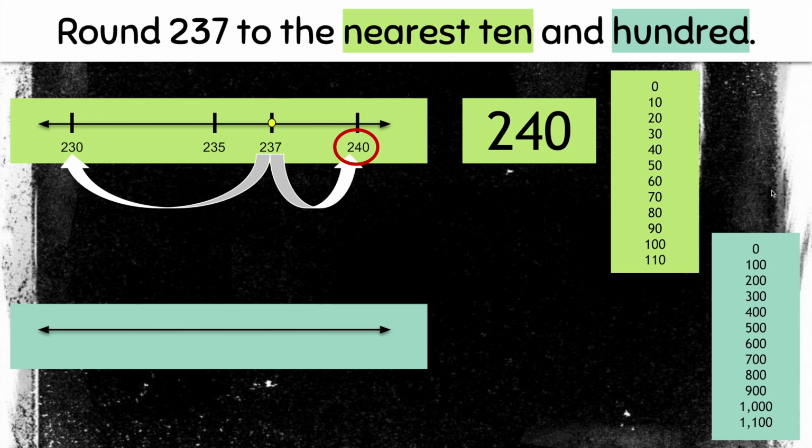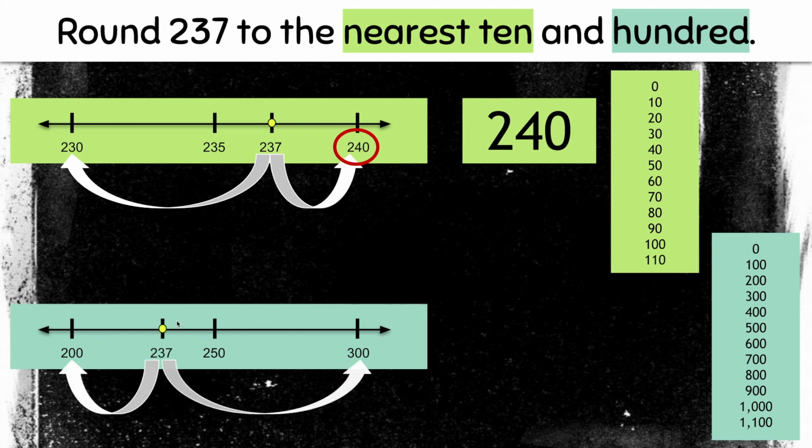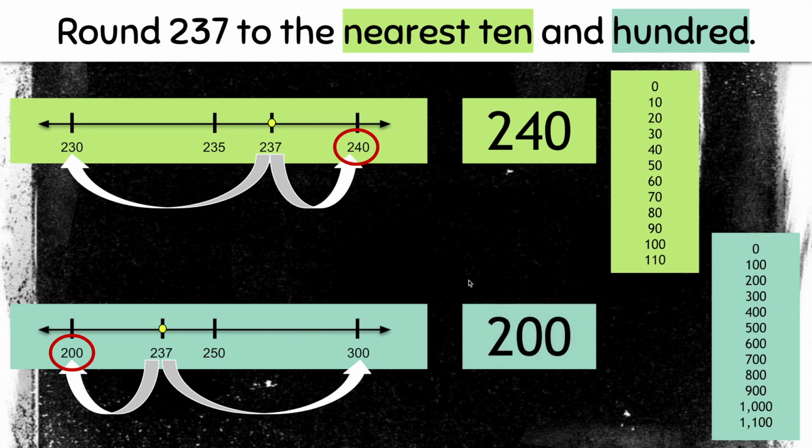Here we have a list with hundreds. Let's think. 237. 237 will fall between 200 and 300. Let's write that. Halfway is 250. 237 is less than 250. So will it round to 200 or 300? It's closer to 200. So 237 rounded to the nearest 100 is 200. We notice that we're rounding the same number, but when we round to the tens place, we end up with a 10. When we round to the hundreds place, we end up with 100.